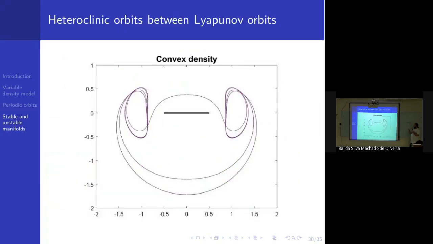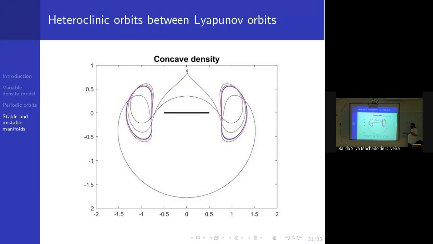Also, since you can have a stable and unstable manifold of periodic orbits, you can also have heteroclinic orbits between periodic orbits. So this one is for the convex density model. This one is for the concave density. But then it is harder to make a study on them because you have infinitely many periodic orbits here. And also, for each periodic orbit, you have one or more heteroclinic orbits. So it's virtually impossible to compute all of them.